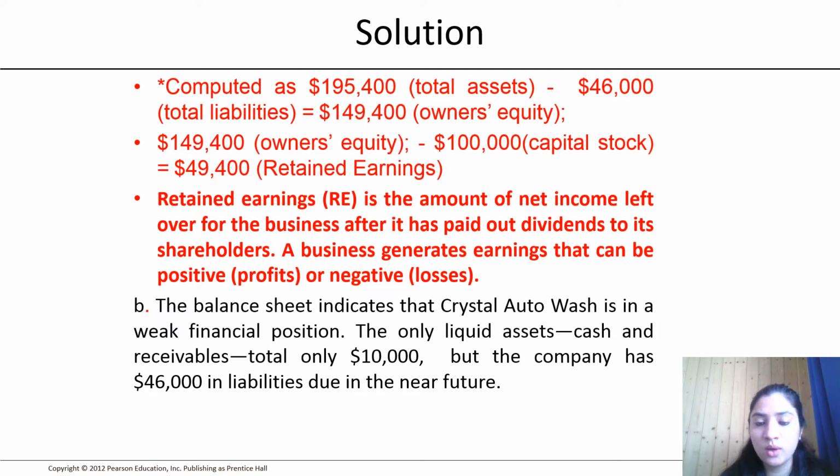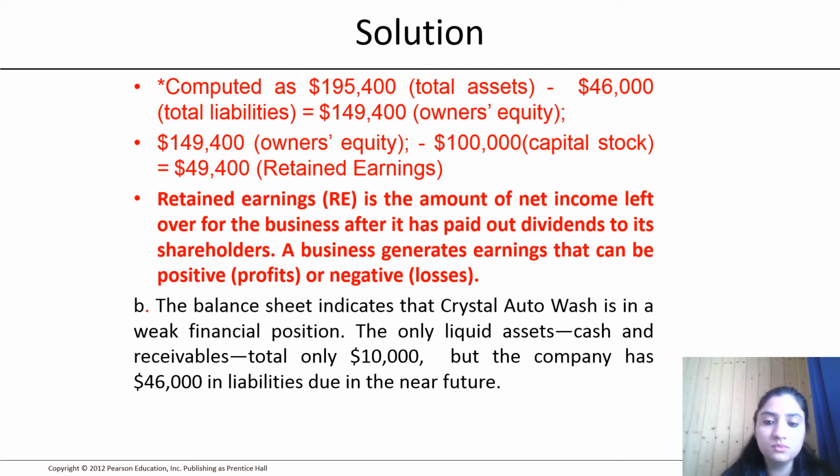That is $149,400. So now this is owner's equity. If we see here, owner's equity is $149,400. $149,400 owner's equity minus $100,000 capital stock. Then what is the retained earning? It is $49,400. Okay, so retained earnings is the amount of net income that is left with the business after paying dividends to its shareholders. So that is the retained earning. This could be positive, that could be negative.